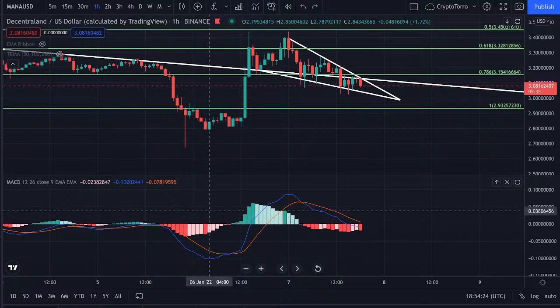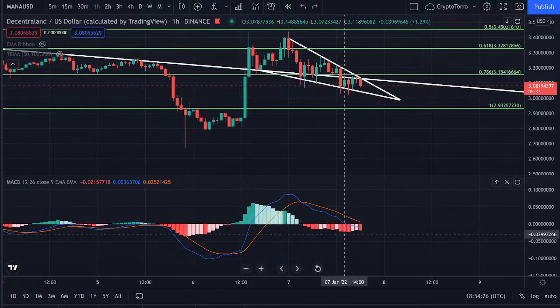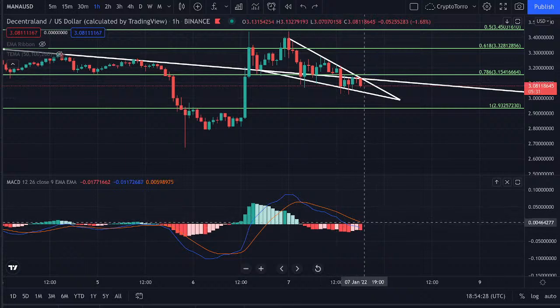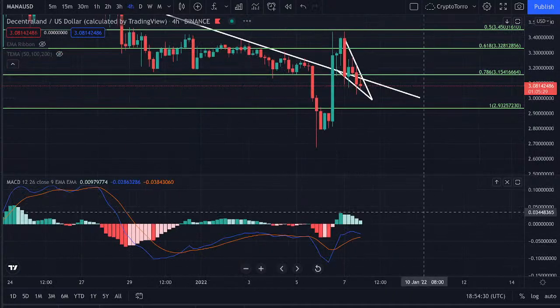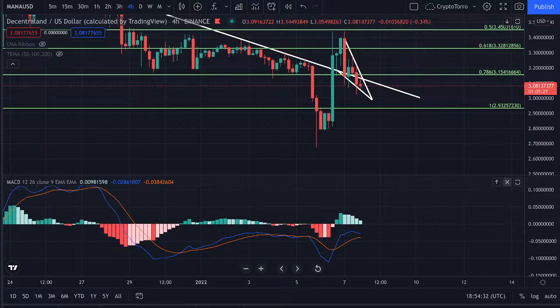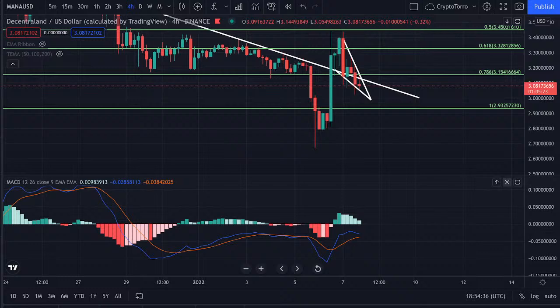Otherwise, it could go either way, especially because we are as well seeing a crossover almost occur on the 4 hourly time frame, and if this does occur, it is highly likely that we are going to see further decline in price action.